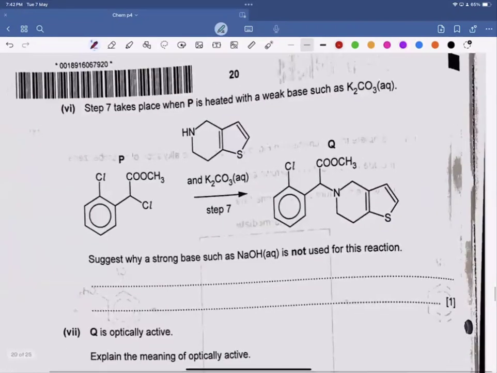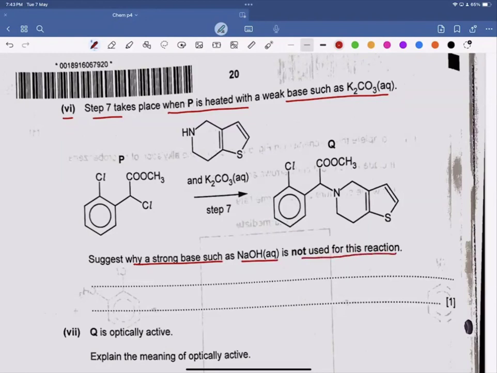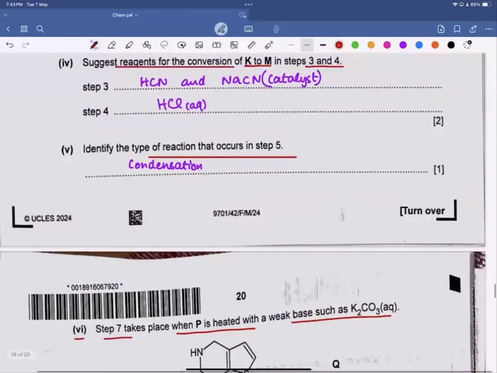Okay. Now step 6. Step 7 takes place when P is heated with a weak base such as K2CO3. Okay. So this is why a strong base such as aqueous NaOH is not used for this reaction. So it's, I think, yes, it is condensation because a water molecule is released. Yes, Mavin, what you were asking to be repeated?